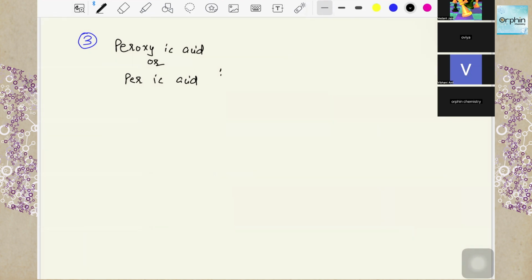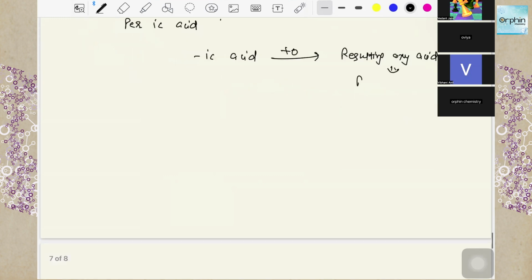And you remember when we used to find the peroxy linkage, when the oxidation state is maximum. And when we are having maximum oxidation state in the ic acid, if you are having an additional oxygen, like one more oxygen is there, then the resulting oxyacid will be called a peroxy acid, or we can call it peroxy-ic acid or per-ic acid. Per-ic acid. Example. Let us take the example.